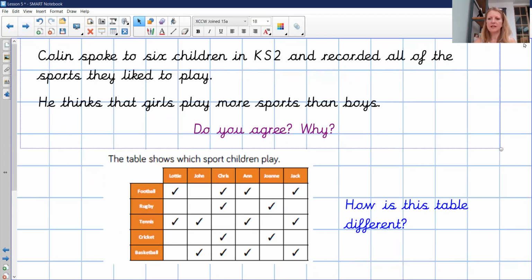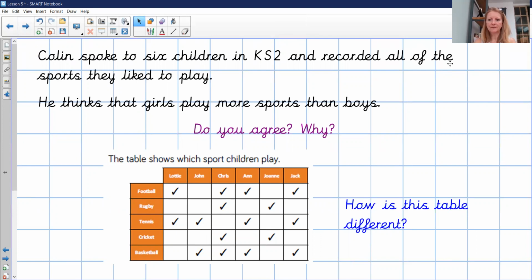Okay, here's a slightly different table. Colin spoke to 6 children in Key Stage 2 and recorded all of the sports that they liked to play. He thinks that girls play more sports than boys. Do you agree? And why? So here we've got the children across the top: Lottie, John, Chris, Anne, Joanne, and Jack. And we've got the row headings down the side of football, rugby, tennis, cricket, and basketball.